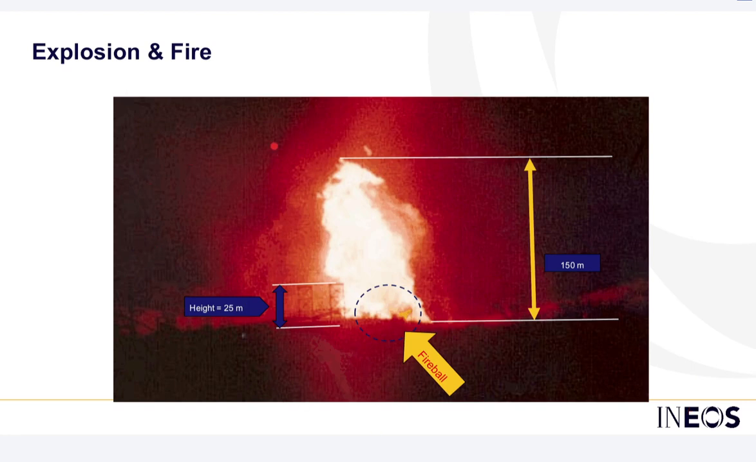So this is a snapshot of the fire that occurred. As you can see here, that's the height of the bridges used to suspend the pipelines across the Pecos River where this failure occurred. And that's a fireball which can be seen here. The height of the fire at its highest was about 150 meters.